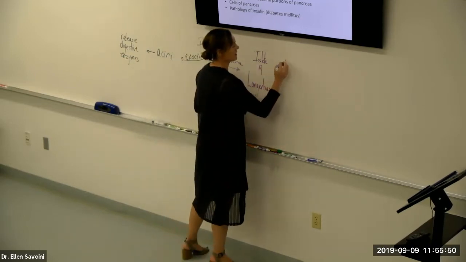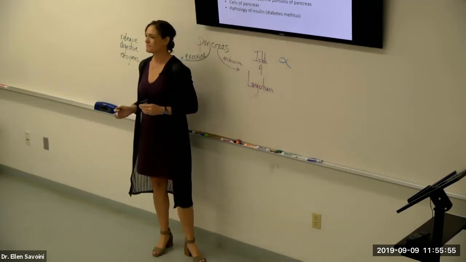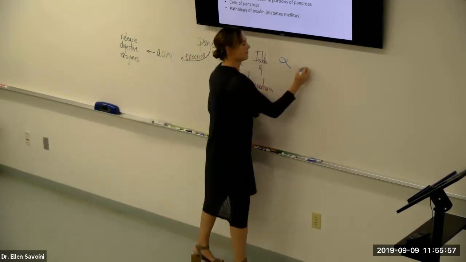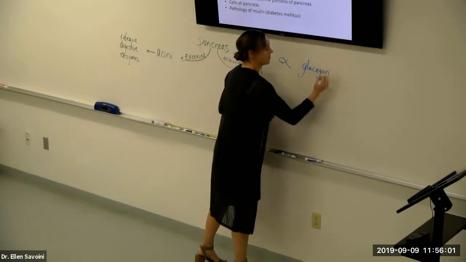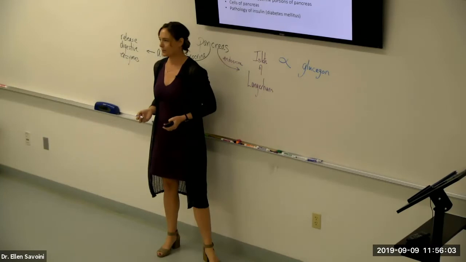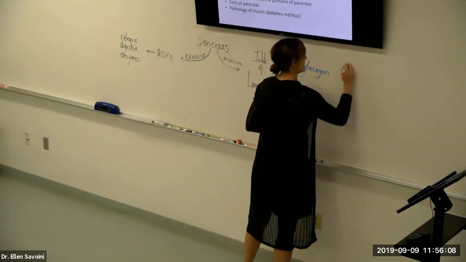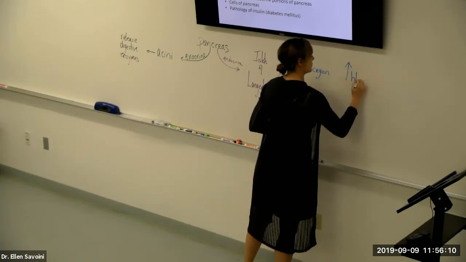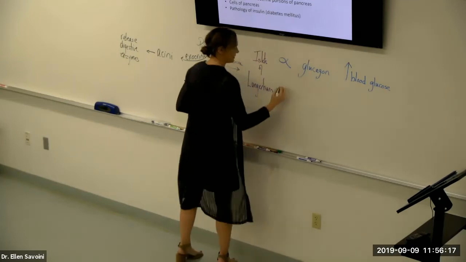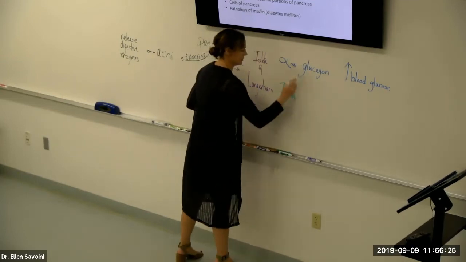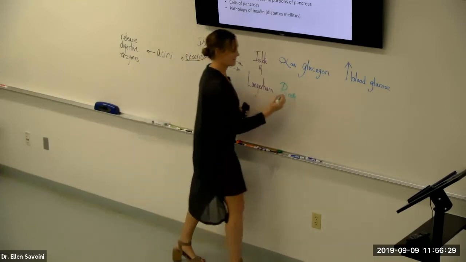The first set of cells will be alpha. Alpha cells release what? Glucagon. What does glucagon do? Increases blood glucose. Okay. And it's got beta cells. Beta cells produce what? Insulin, yeah.